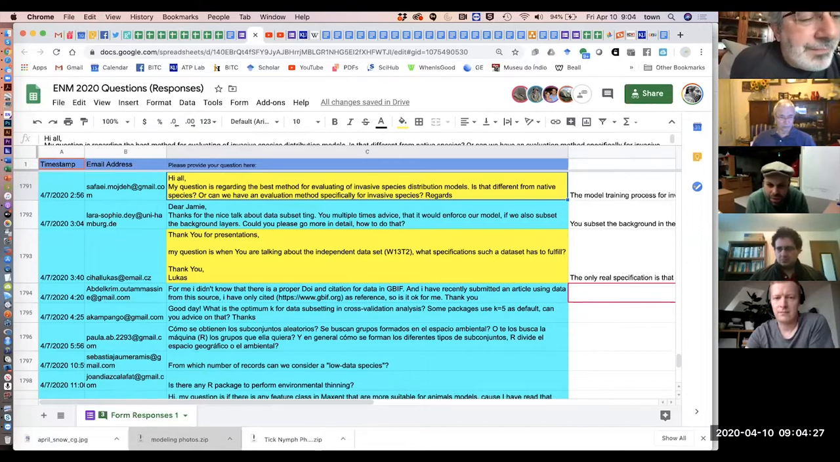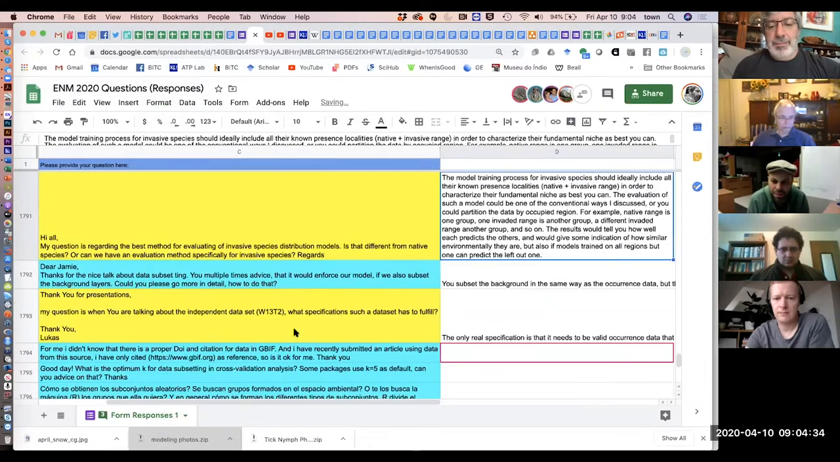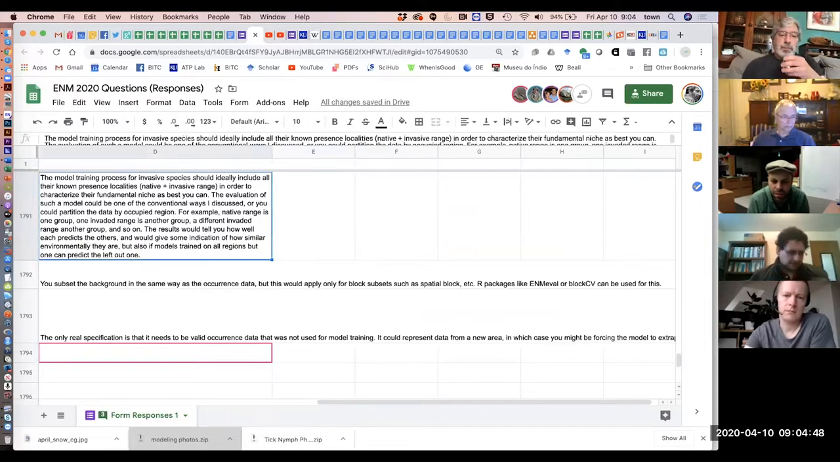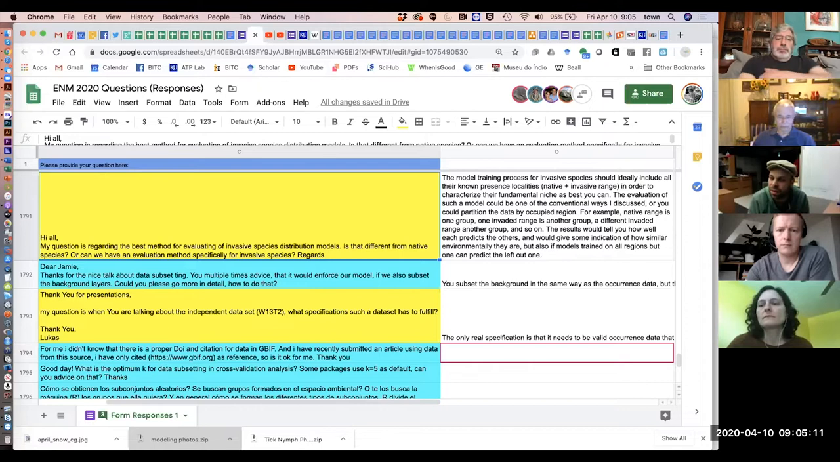Yeah, so I already wrote an answer. It's not complete, obviously, but what I was saying was, I think in most cases, you want to include occurrence data from both the native and invaded ranges. And if you do that, you can use any of the ways that I discussed in order to partition data. But an interesting one would be to partition by region. So maybe the native range is one region and all the invaded ranges are other regions. Partitioning that way and looking at the evaluation would give you a different answer than partitioning randomly.